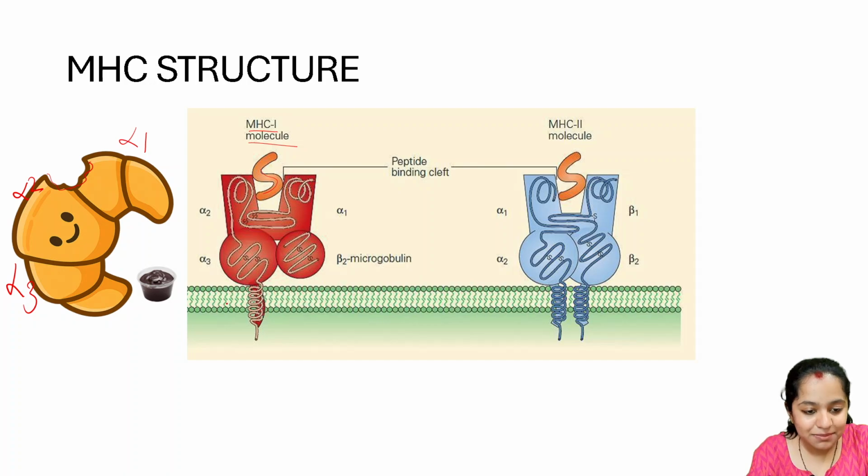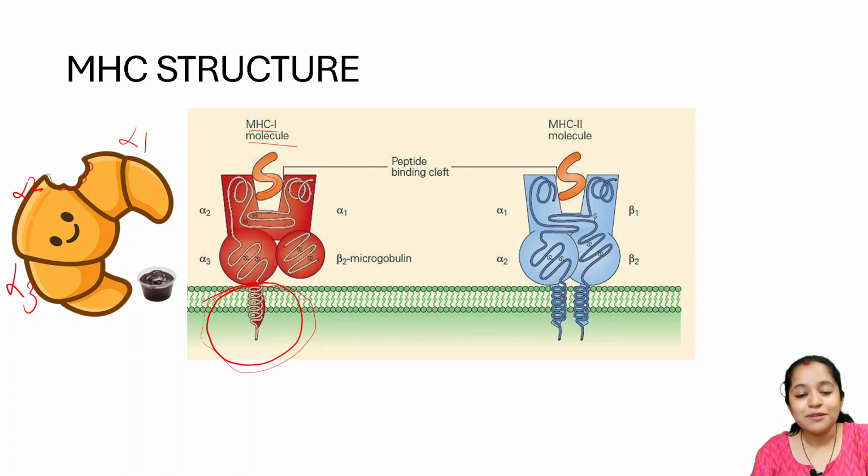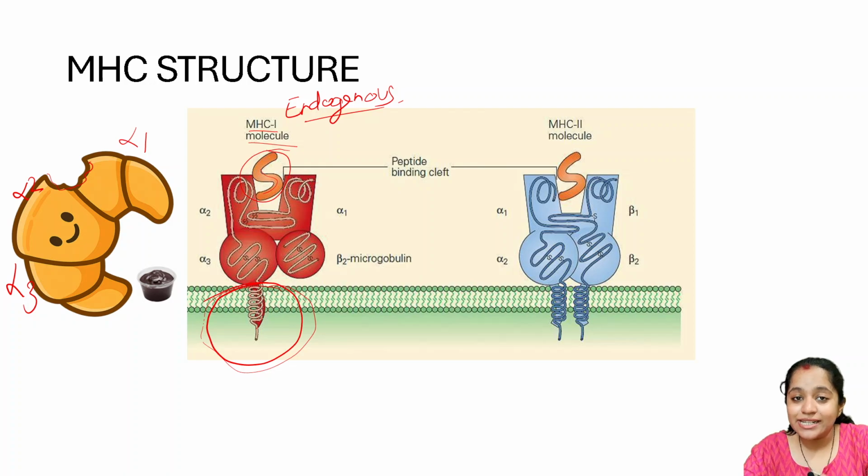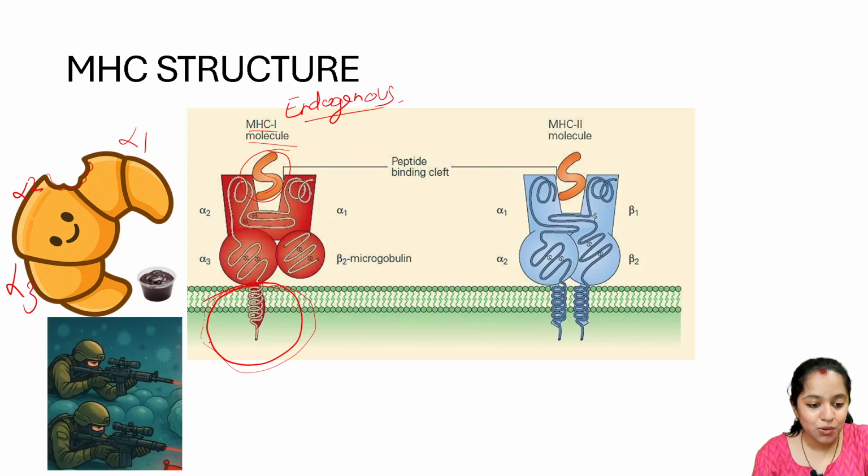Clear? Now, it is present on all nucleated cells and platelets except RBC and sperm cells, right? So this is the cell, a nucleated cell. On the surface, it is present. Now, it presents this antigen. Now, MHC1 presents only endogenous antigen. Remember this, endogenous antigen. Okay? To whom? To your T cells. Now, which T cell? It presents your endogenous antigen to your snipers, to your killer, to your CD8 cytotoxic T cell. Okay, CD8 killer cells, cytotoxic T cell.